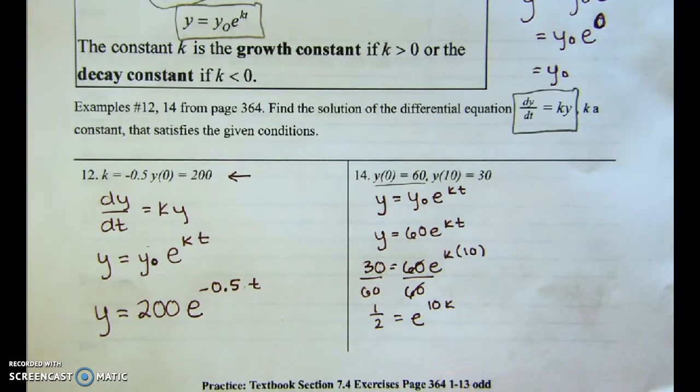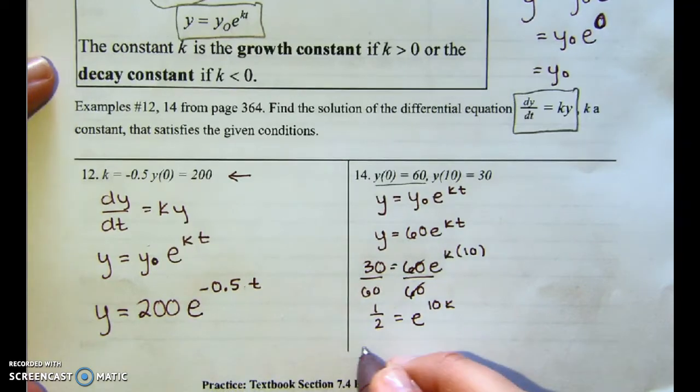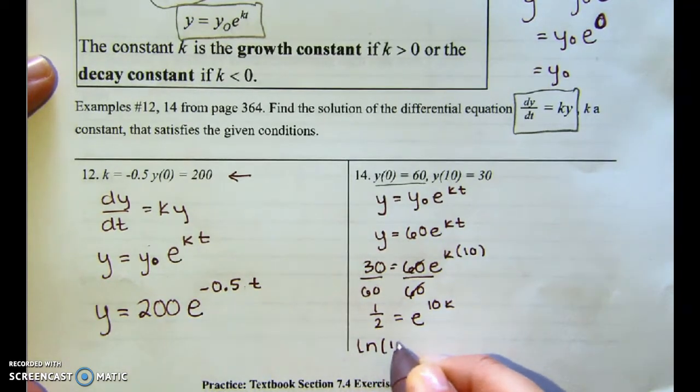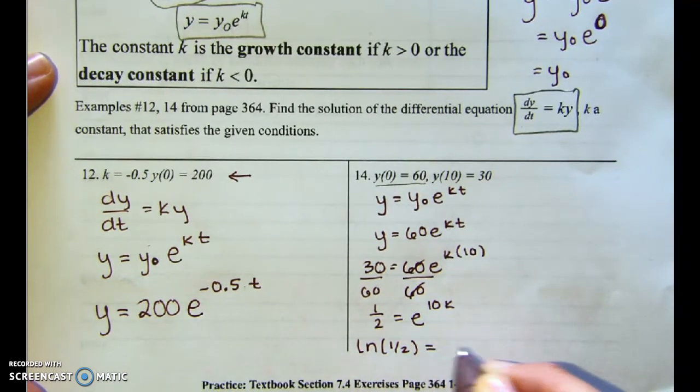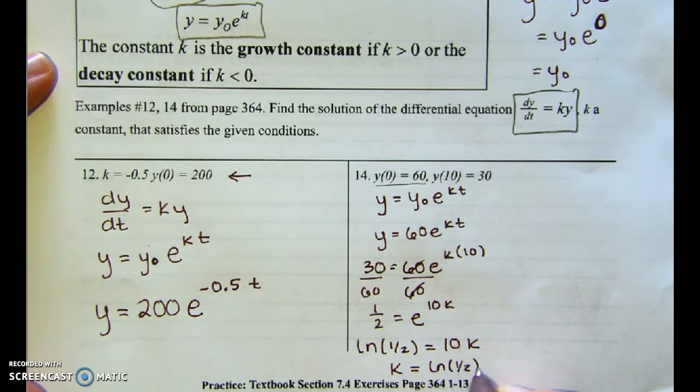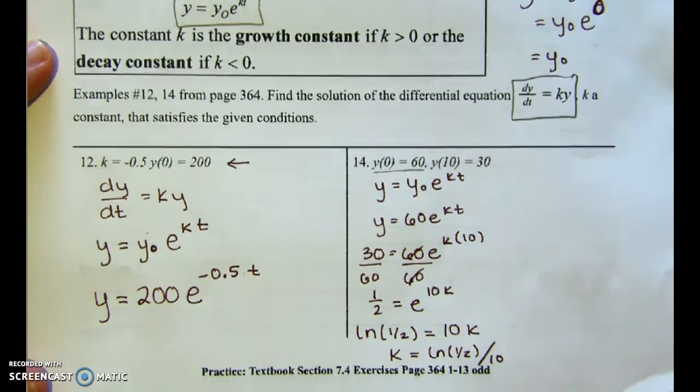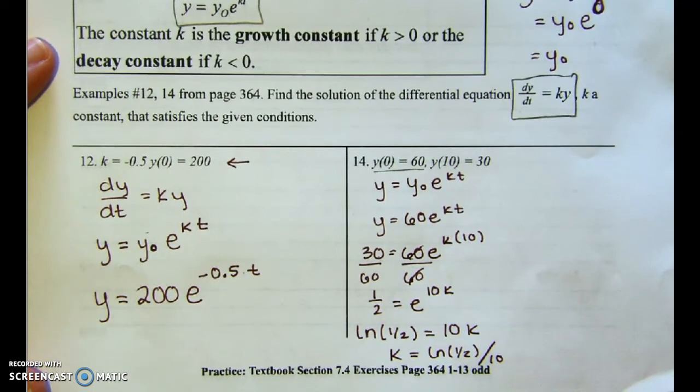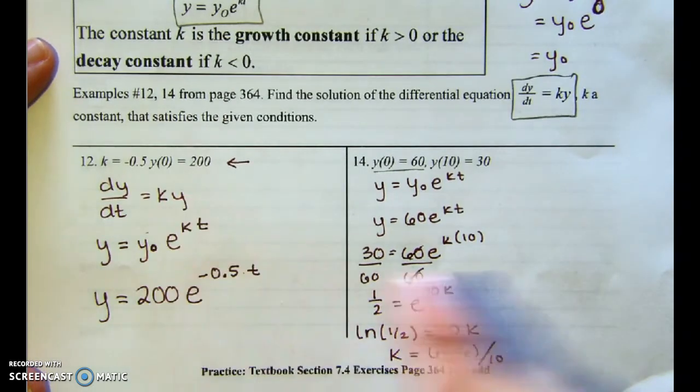What do we do next? How do we get rid of the e? So we're going to take the ln of both sides. So the natural log of 1/2 is equal to 10k. So k equals the natural log of 1/2 all divided by 10. No, we're not done yet. The goal wasn't to find k. We were supposed to solve for y.